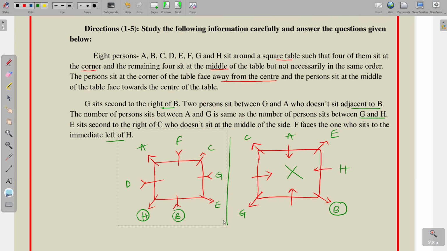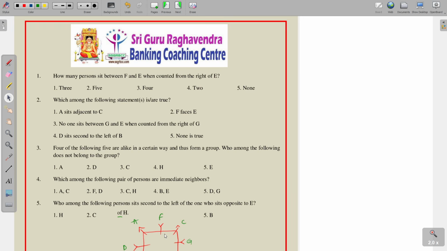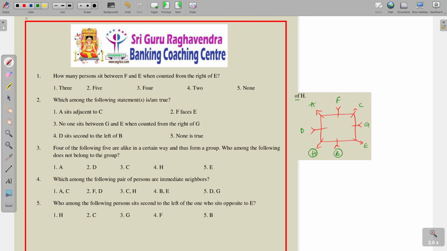Let us move on to the questions. See the first question. How many persons sit between F and E when counted to the right of E? So E here and F here, right of E, 1, 2, 3, 4, there are totally 4 persons.